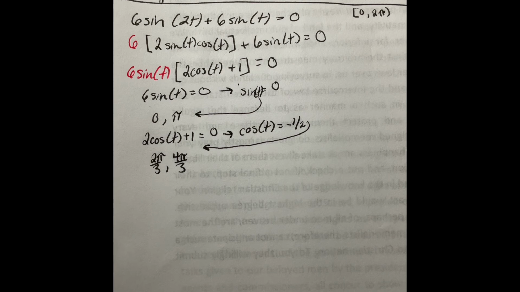Okay, and then 2 cosine t plus 1 equal to 0 gives you cosine t equals negative 1/2, after subtracting the 1 on both sides and then dividing by 2. So when your x value is equal to negative 1/2, you find that at the radians 2 pi over 3 and 4 pi over 3. So you're going to need a unit circle for that, or if you've memorized it, kudos to you, whatever works.